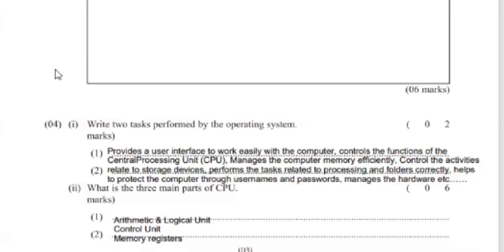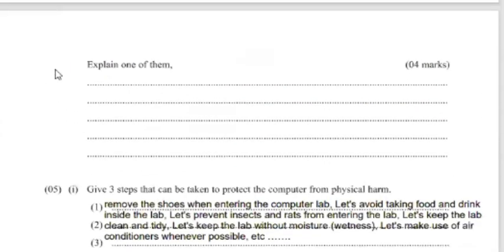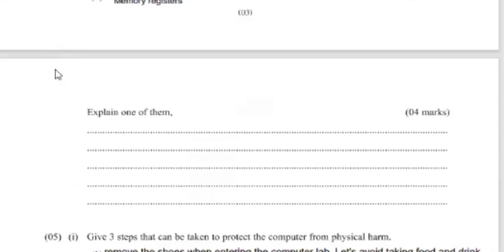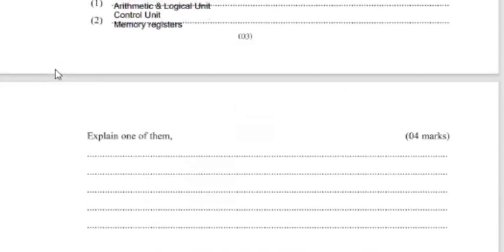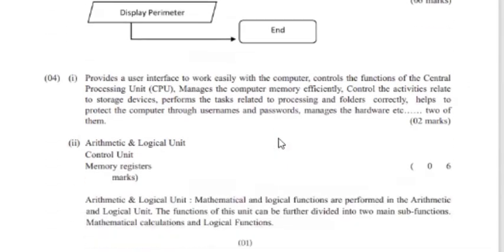What are the three main parts of the CPU? It should contain the arithmetic and logical unit, control unit and memory registers. And you should explain them. What is the arithmetic and logical unit, control unit, and memory registers. Okay, if you have written them down, check with your answer.